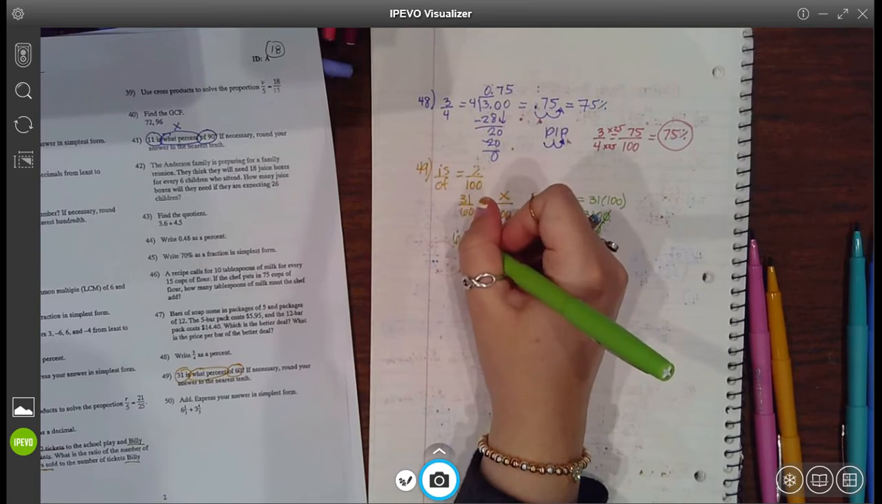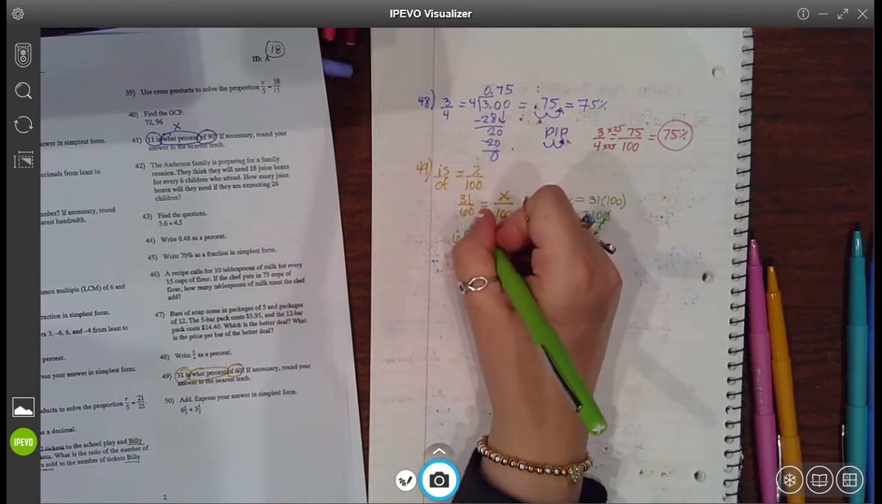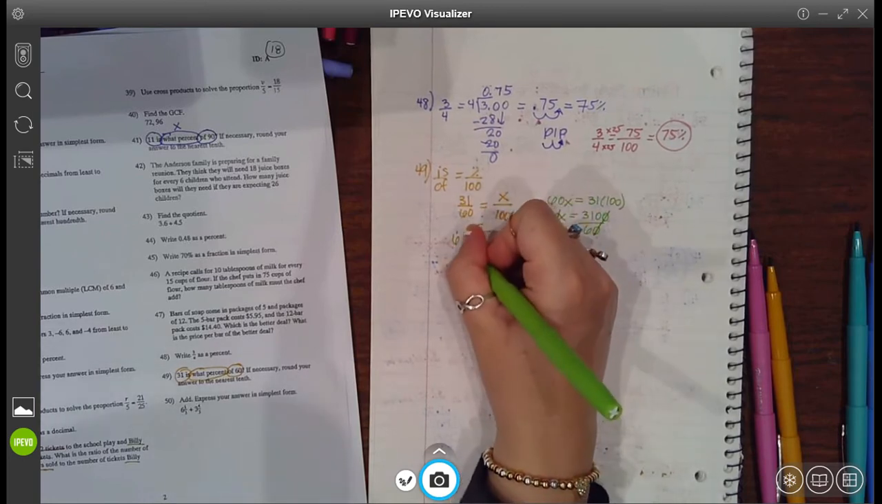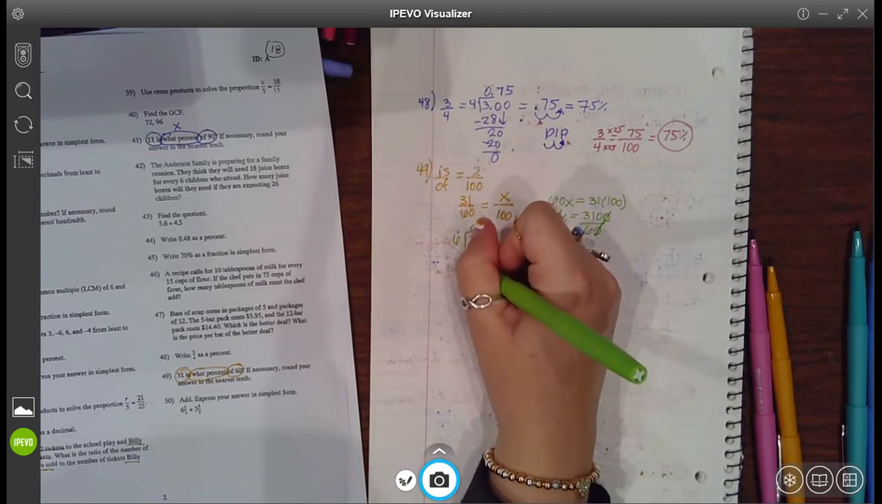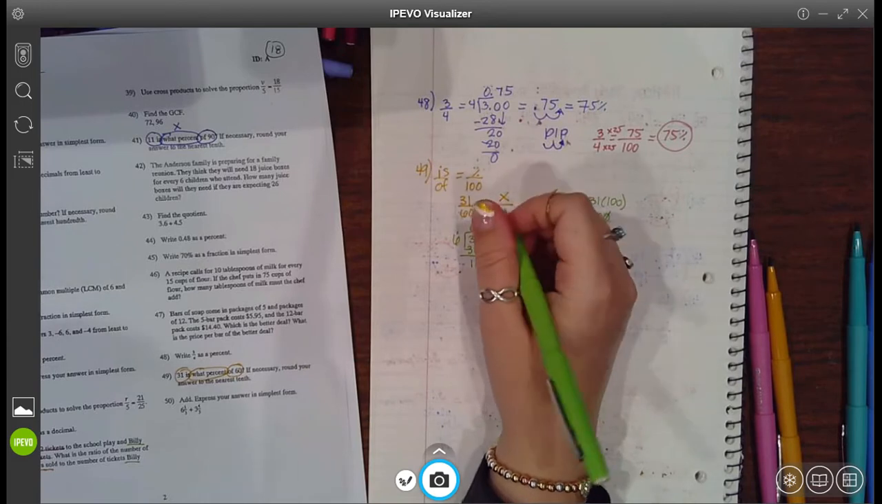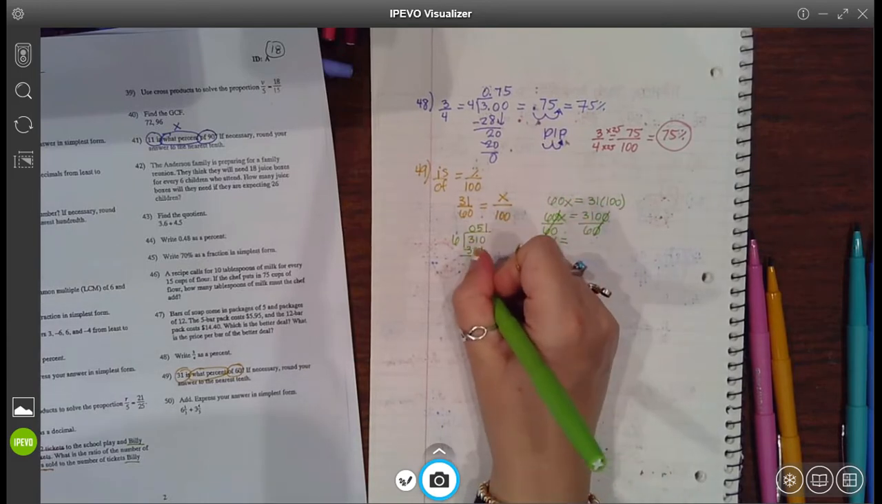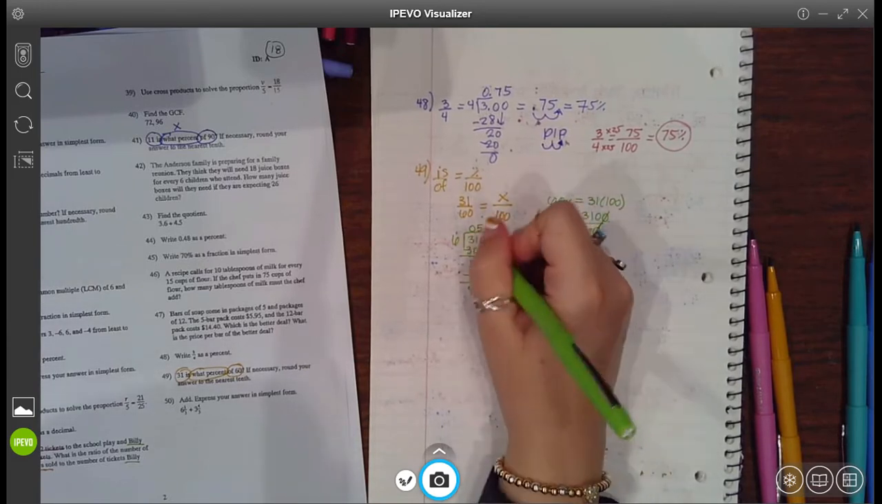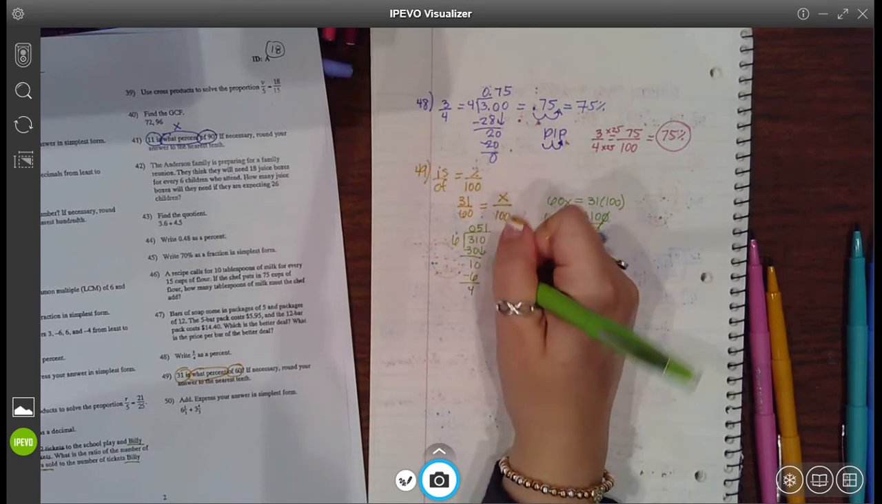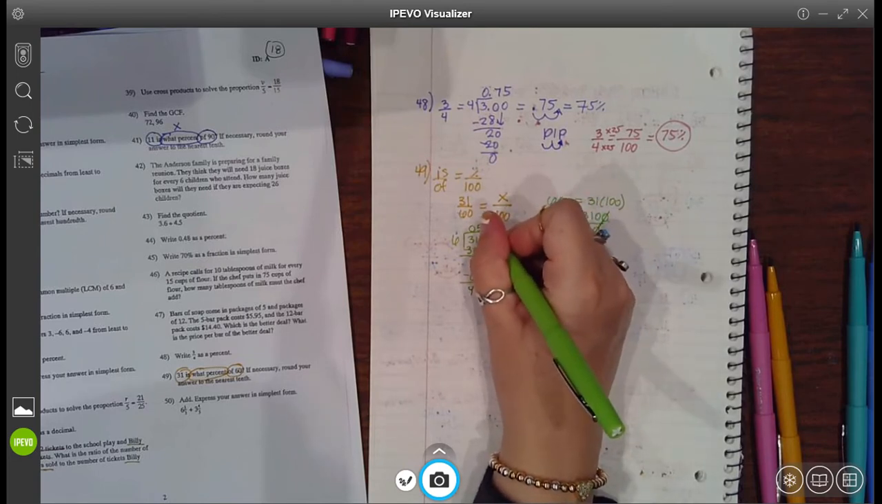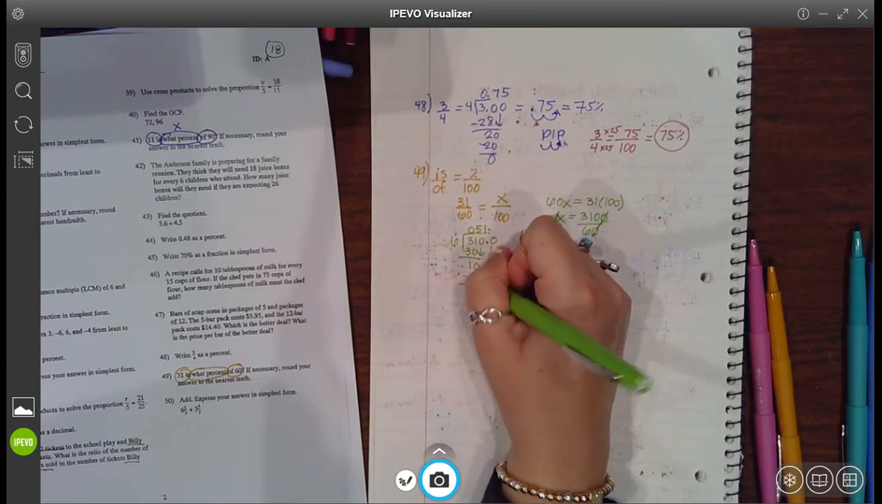Okay, 6 can't go into 3, but it goes into 31 5 times. That's 30. Subtract that, you get 1. Bring down a 0. 6 goes into 10 once. When you subtract that, you get 4. There's nothing else to bring down. So add a decimal and a 0. Now bring a 0 down.